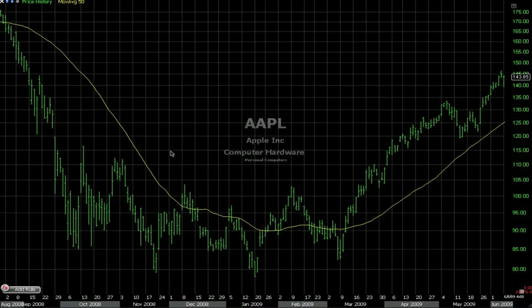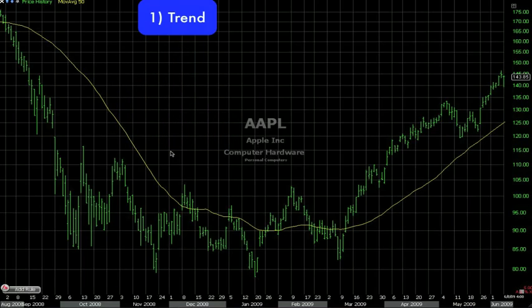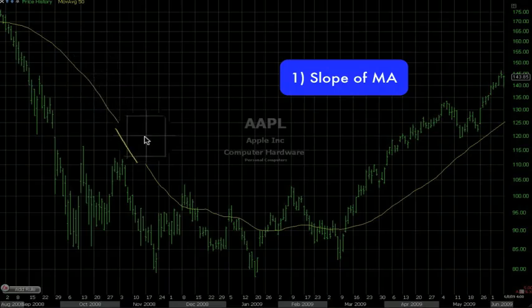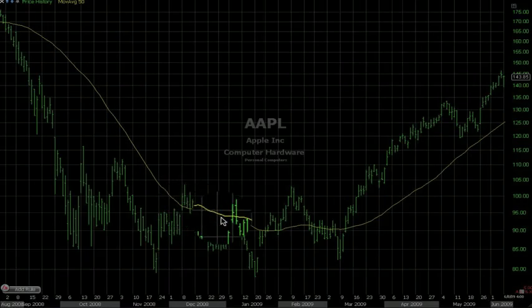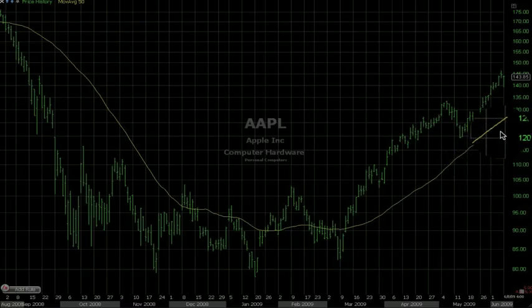MAs can be used for 4 things: trend, value, entry, and stop loss. I'm going to show you all 4, but I'll start with trend. MAs are a great tool for helping you determine the trend of a stock or future or whatever other instrument you want to trade. First, you can say that the slope of the MA determines your trend. So when the slope of the MA is down, you got a downtrend. When it's sideways, you got sideways market, and when it's up sloping, you got an uptrend.